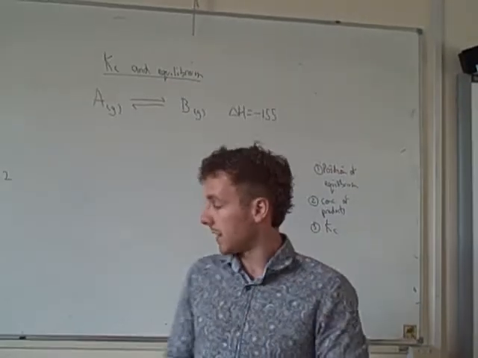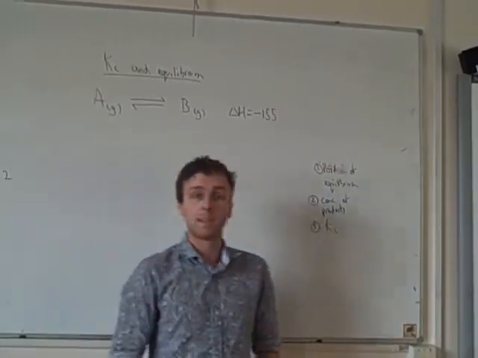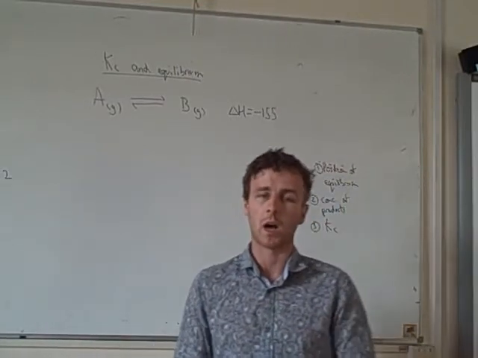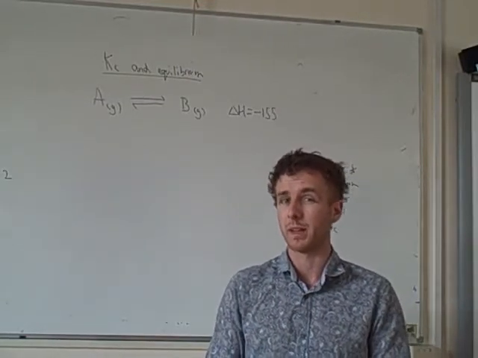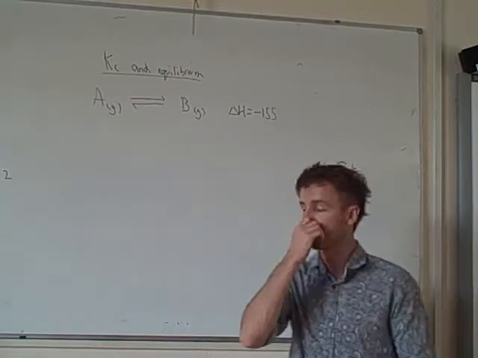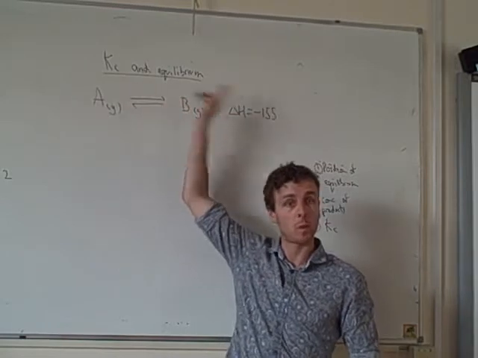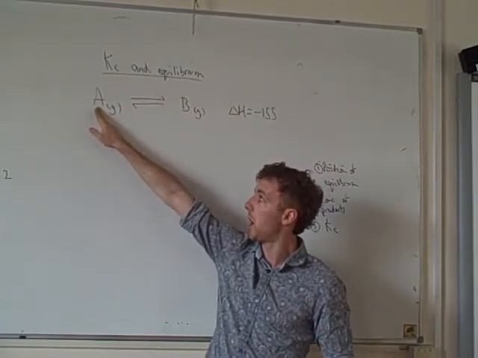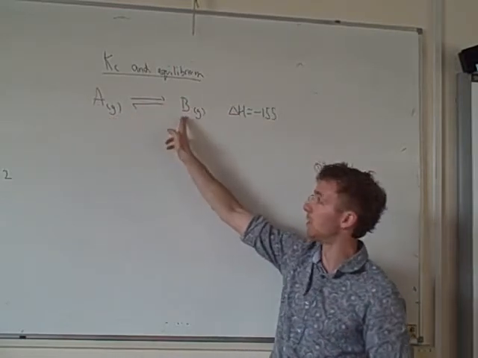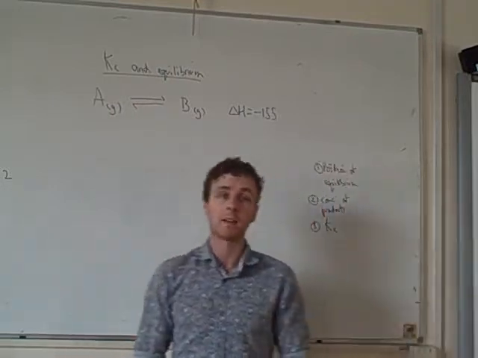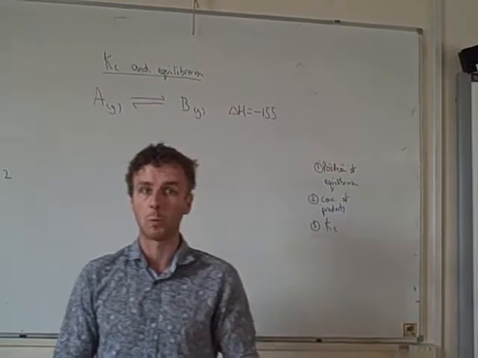Okay guys, so this is Kc for Zen Masters, or Kc in equilibrium. This is, I think, quite hard. It's certainly more difficult than all the other case stuff which we do, I think anyway. So basically, imagine I've got a dynamic equilibrium set up, and I've got a mole of A, which is gas, goes to a mole of B, which is also a gas. And my delta H is minus 155 kilojoules per mole.